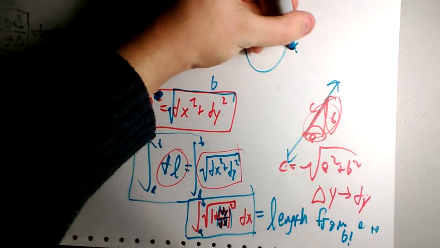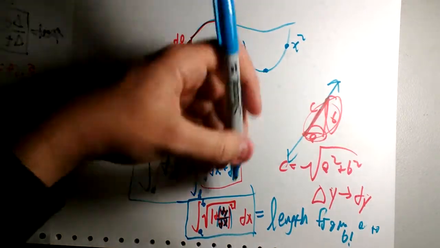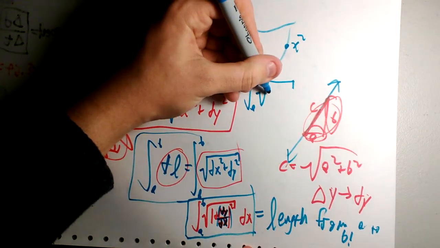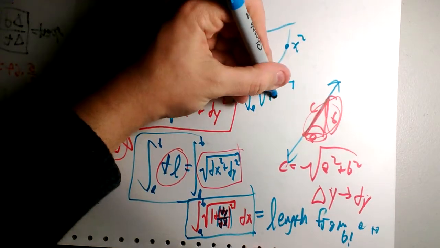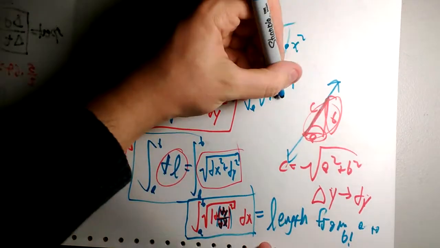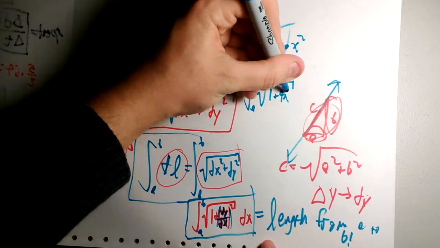So if we have x squared, what is the length of x squared from a to b? Well, what's the derivative of x squared? That's 2x, so when you square it, because we have to square the derivative, 2x times 2x is 4x squared.